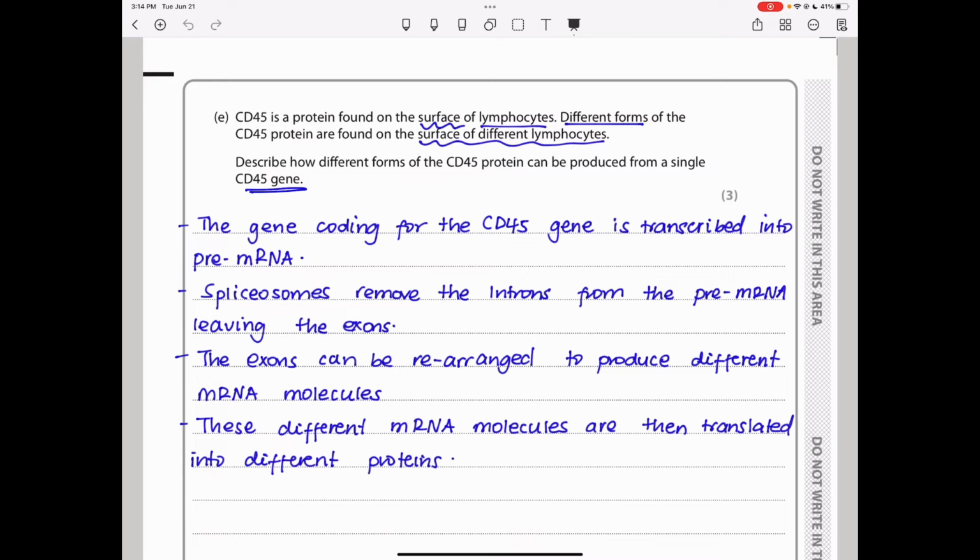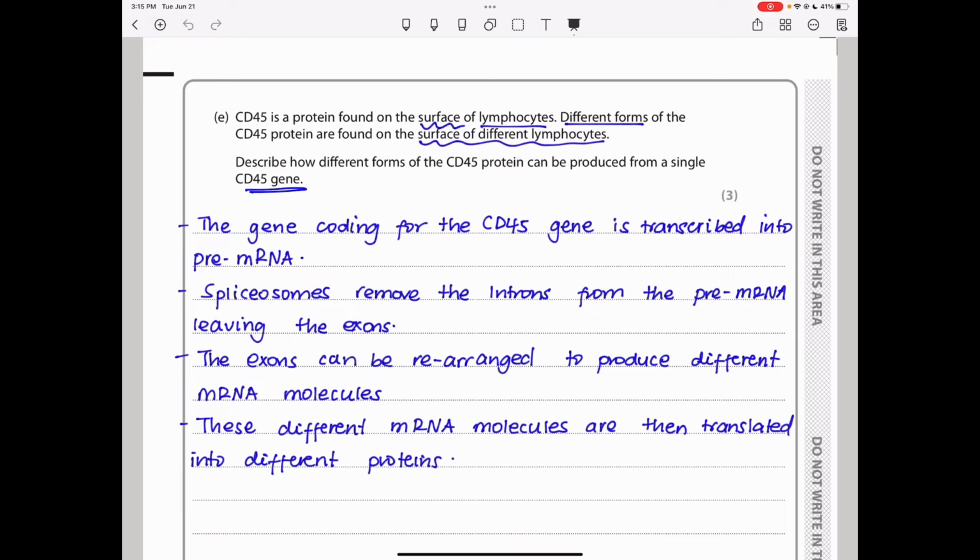So here we can say that the gene coding for CD45 is transcribed into pre-messenger RNA. The pre-messenger RNA is then going to be modified, so the spliceosomes remove the introns from the pre-messenger RNA, leaving exons. Then these exons are going to be rearranged to produce different messenger RNA molecules. These produced messenger RNA molecules are the ones we call the mature messenger RNA, and then these different messenger RNA molecules are then translated into different proteins.